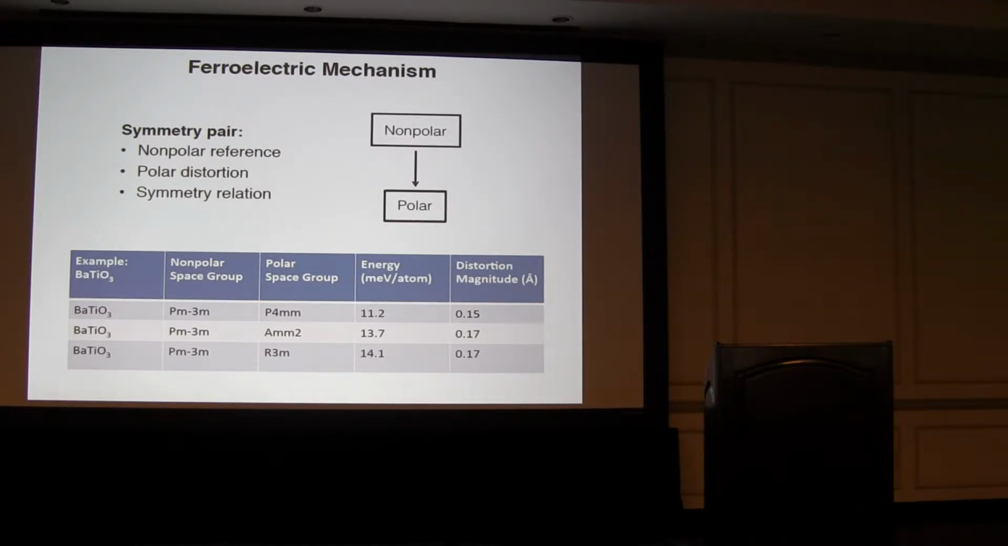For instance, for a specific compound like bismuth titanate, you can have more than one symmetry pair. You can have a distortion from cubic to tetragonal, or to orthorhombic, or rhombohedral. And for each of them, you can define a distortion magnitude, which is going to be the maximum atomic displacement among all the atoms. And for each of these symmetry pairs, you can compute an energy difference with DFT. We are going to work in units of meV per atom, where a small energy means something about 10.